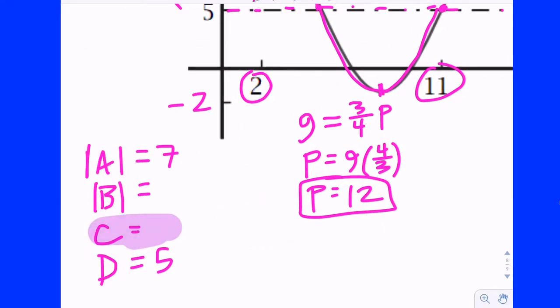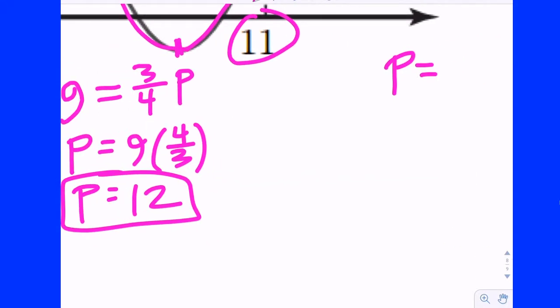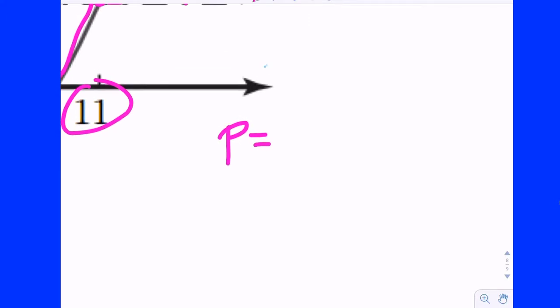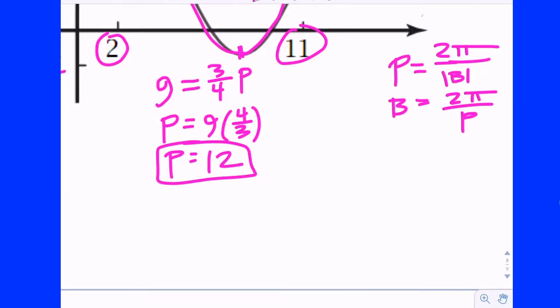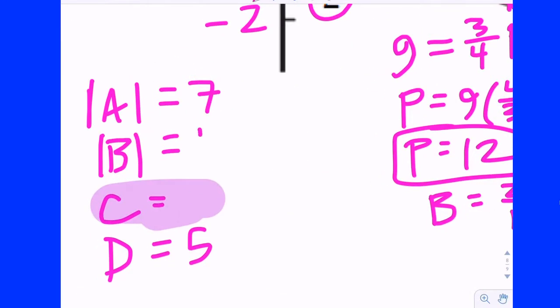So does the 12 go in my equation? Is that my B value? No, that's my period. So once I know P, remember P is 2 pi over the absolute value of B. So again, as I mentioned in the warm-up, B is 2 pi over P if you just solve. So if P is 12, the value B is 2 pi over 12, which is pi over 6. Good. So there's your B value.